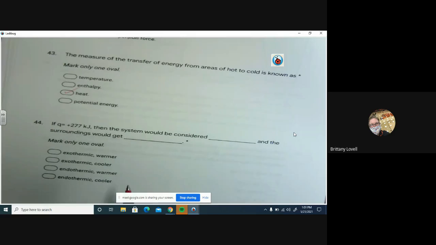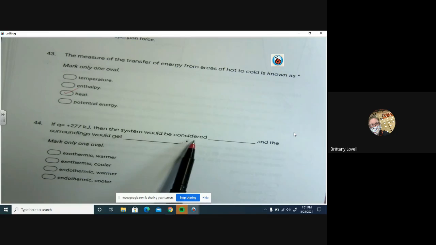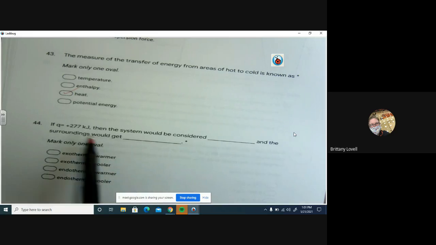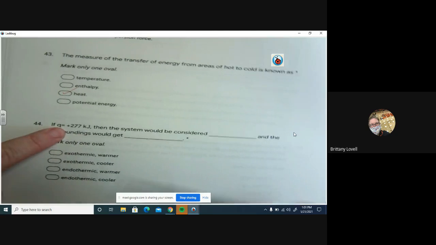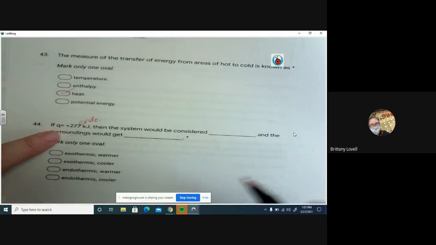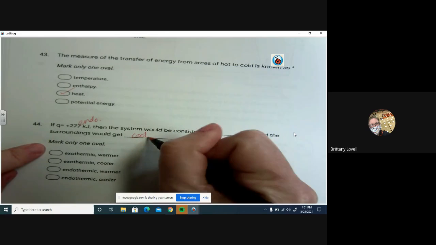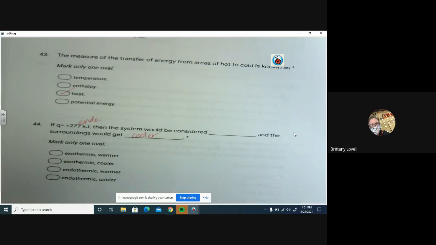Okay, number 44. If your enthalpy is positive 277, the system would be considered blank and the surroundings would get blank. Well, if this is a positive value, remember, positive indicates that it's endothermic. And if you're talking about surroundings, the surroundings are going to lose heat. They're going to get cooler. So we're looking for endo and cooler, which is that one.